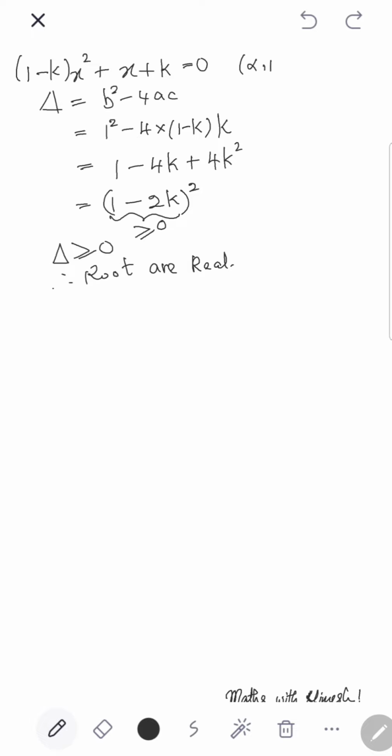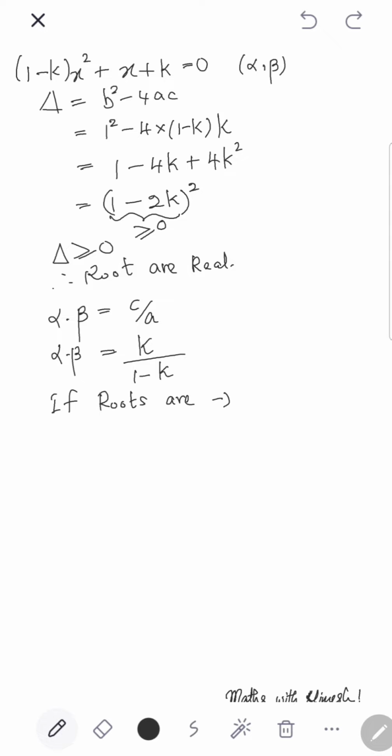So let's consider the roots of this quadratic equation be alpha and beta. Then take the product of roots. Alpha into beta is c over a. c in this particular equation is k. a is 1 minus k. So alpha beta product is this. If both roots are negative, alpha into beta product should be greater than 0. It should be positive because both are negative. Minus into minus is plus. So k divided by 1 minus k should be greater than 0.